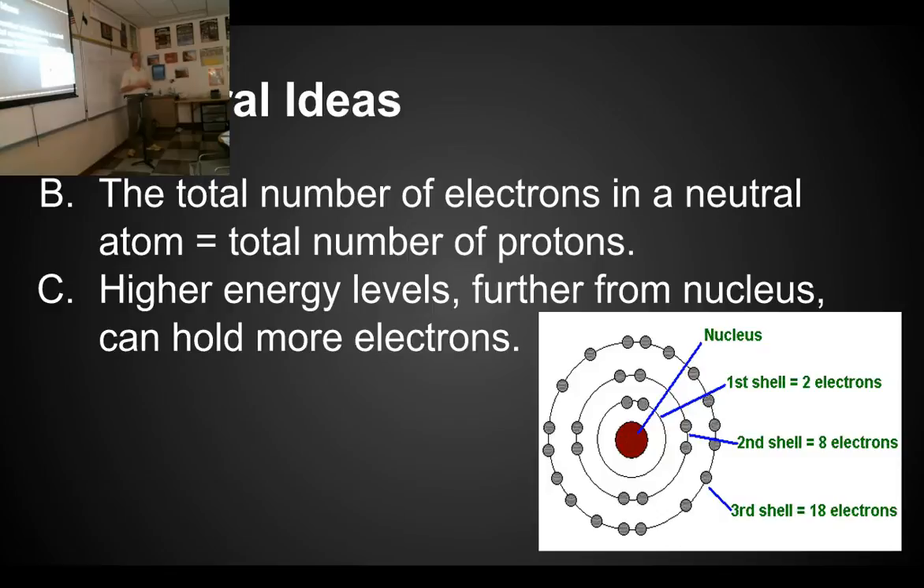Protons, remember, are a positive aspect of an atom. Electrons are a negative aspect of the atom. So in order for it to be electromagnetically neutral, it has to have the same number of positives and the same number of negatives, right? The force is in balance.